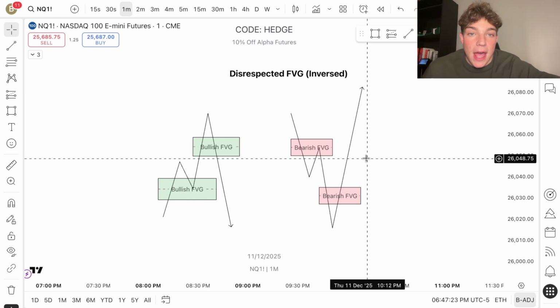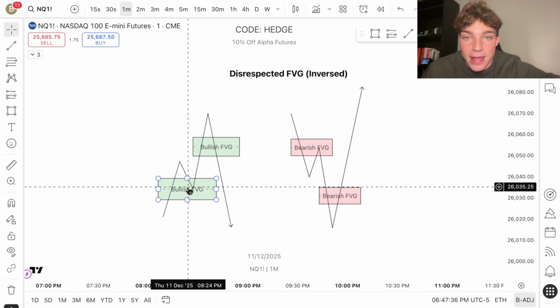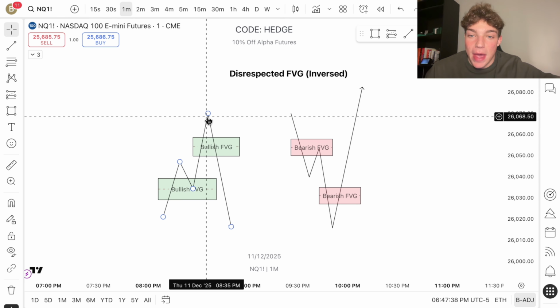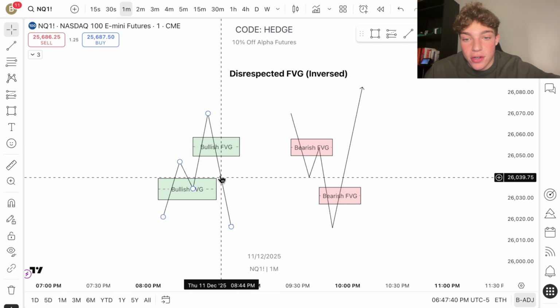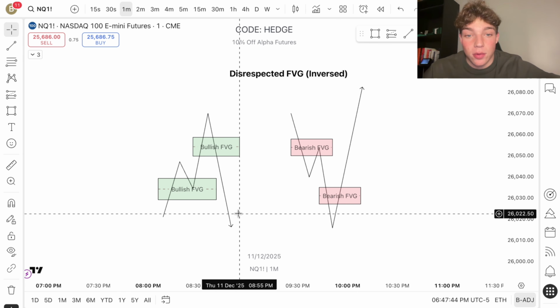Now, another thing that can happen is there's not enough orders in these fair value gaps, and they're not strong enough, or price is moving too fast in the opposite direction, and these fair value gaps get disrespected. What that would look like is if we're in an uptrend, you see our bullish fair value gaps get traded back into and held, get traded back into, and then instead of getting traded back into and held, they get traded right through. So they get disrespected or inversed.